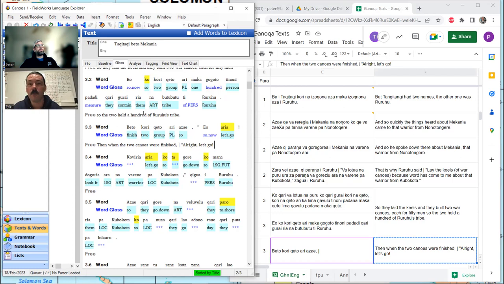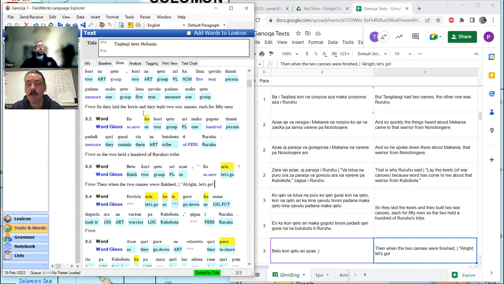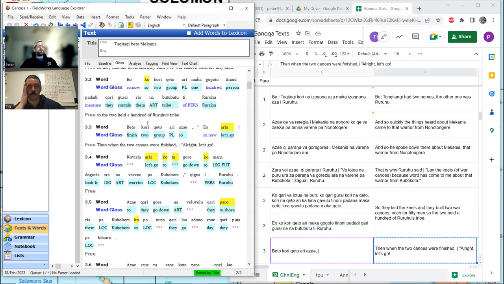That's the let's go part. When the two canoes are finished, there is no word for canoe. That's just kind of supplied. I guess it means when they were ready, when boarding was complete, when the two groups finished them. So, all right, let's go.